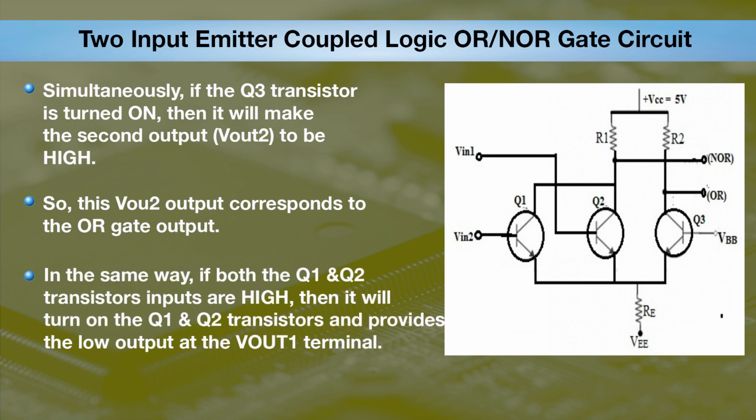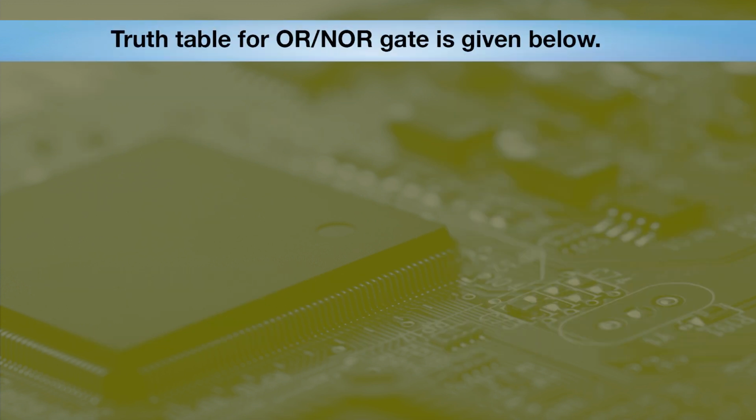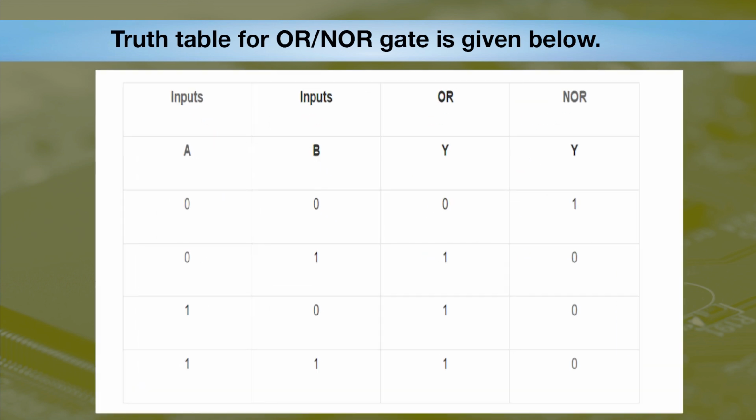In the same way, if both the Q1 and Q2 transistor inputs are high, then it will turn on the Q1 and Q2 transistors and provide the low output at the Vout terminal. Figure 4 shows the circuit diagram of ECL OR and NOR gates. Now, the truth table of the OR NOR gate is given here.